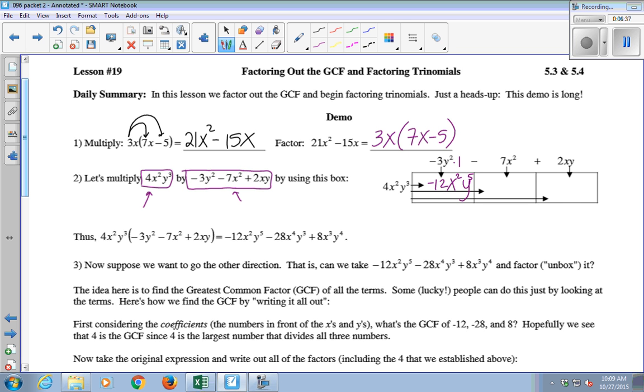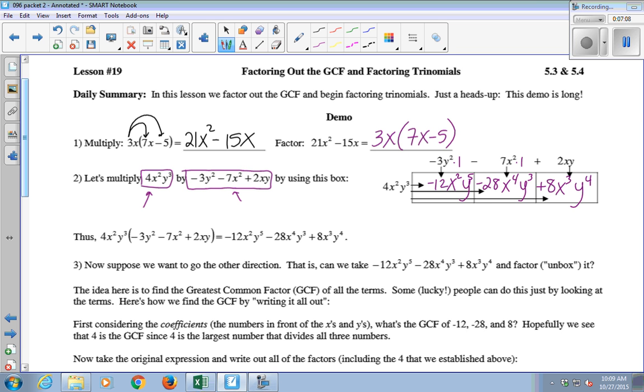Okay, so now I multiply my numbers again. 4 times negative 7 is negative 28. X squared times x squared is x to the 4th. Y cubed times 1 is y cubed. Last term here, 4 times 2 is 8, positive 8. X squared times x is x cubed. And y cubed times y is y to the 4th.